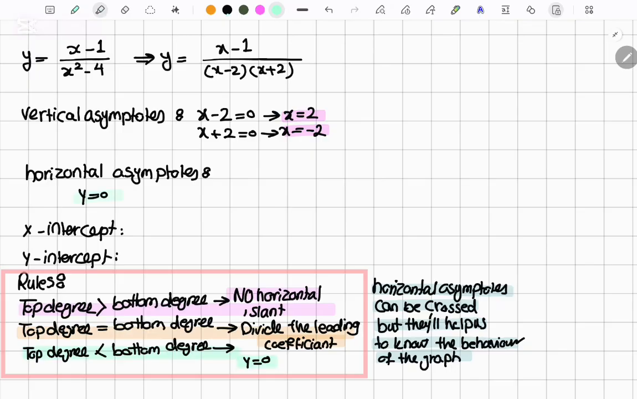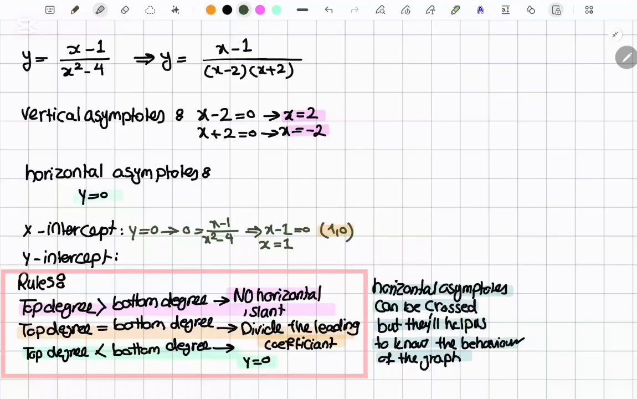So the next thing, I'm going to find the x-intercept. X-intercept is a point in which y is 0. So I'm going to have y is equal to 0. So then 0 is equal to x minus 1 over x squared minus 4. If you do crisscross, you're going to have x minus 1 is equal to 0, and therefore x is equal to 1. And that's going to be your x-intercept in which y is 0. So the point is going to be 1 and 0. I'm going to highlight it.